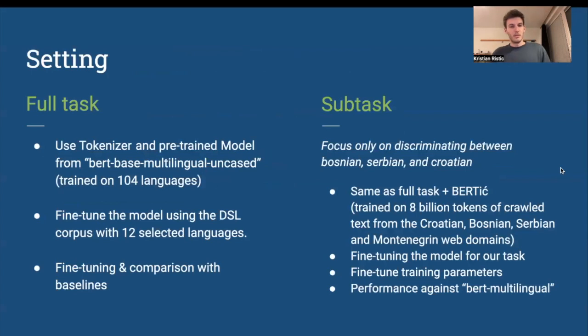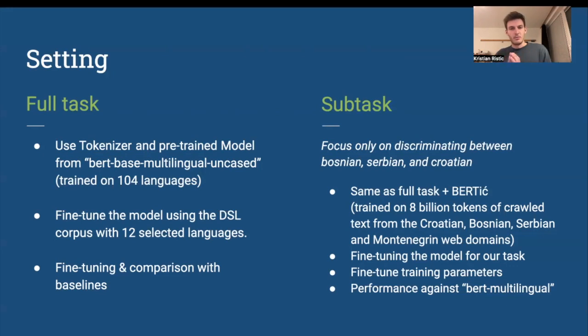In this experiment, I wanted to experiment a bit with transformers, and I took the BERT-based multilingual pre-trained model from Hugging Face, and I fine-tuned it with my own dataset for my own task. So in the full task setting, we have 12 different languages, which are variations of Portuguese, Spanish, Bosnian-Serbo-Croatian, and 4 German dialects all together.